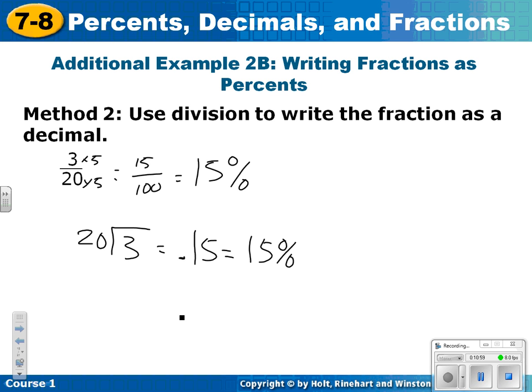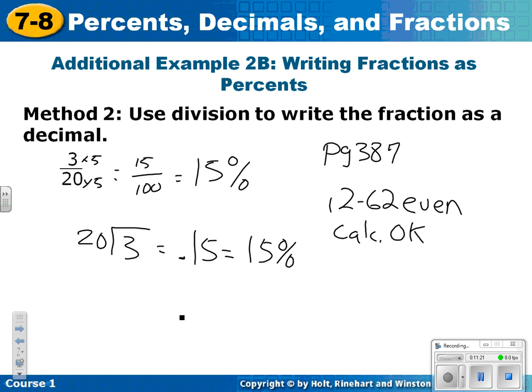It's actually not too terribly hard. So what I would like you to do for your homework is page 387, 12 to 62 even. And you may use your calculators. Also, one other thing is your quiz corrections. Well, you'll see.